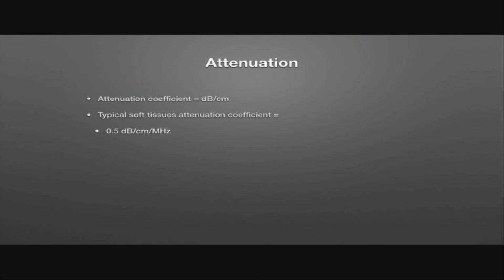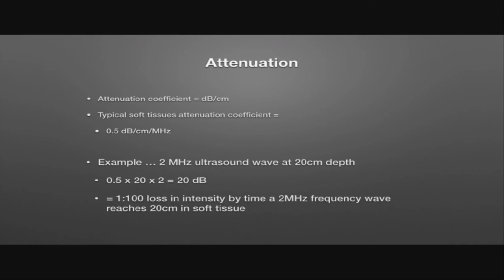So for example, if we had a 2 megahertz ultrasound wave imaging at 20 centimetres in depth, we can do the equation 0.5 times 20 times 2, which equals a 20 decibel drop in intensity. So that means we get about a 1 in 100 loss in intensity by the time a 2 megahertz ultrasound wave has reached 20 centimetres in soft tissue.